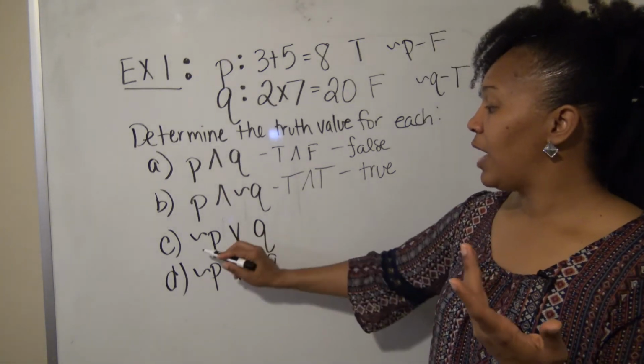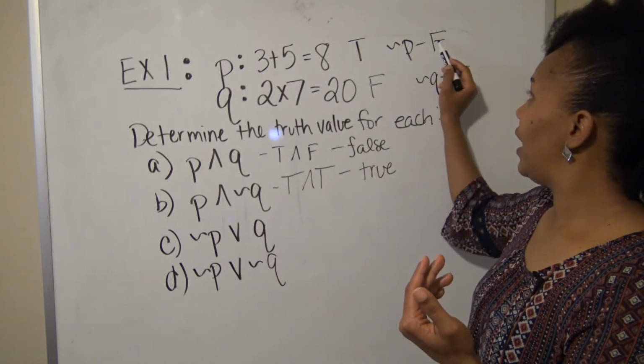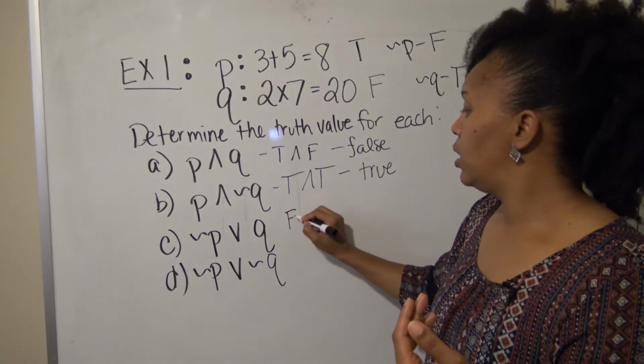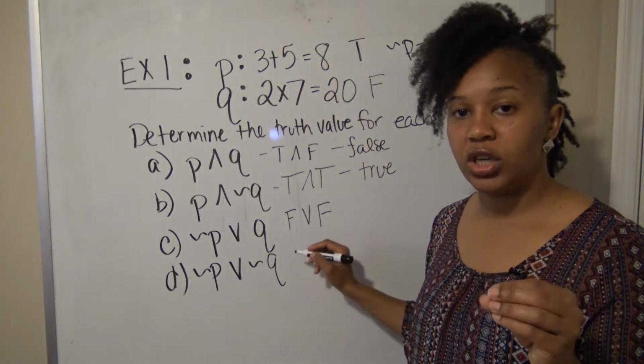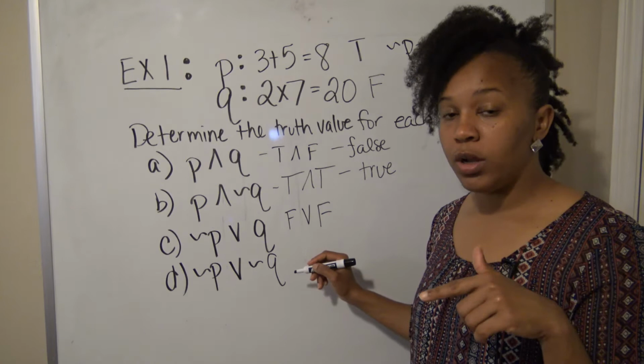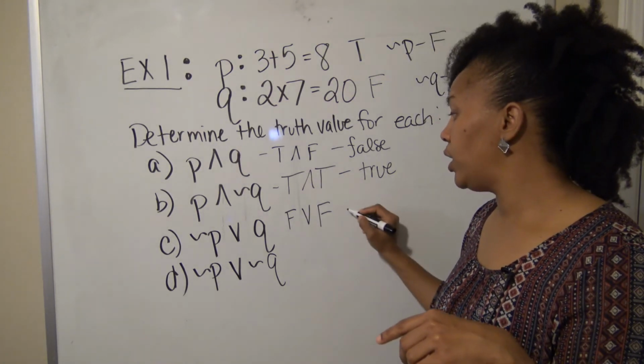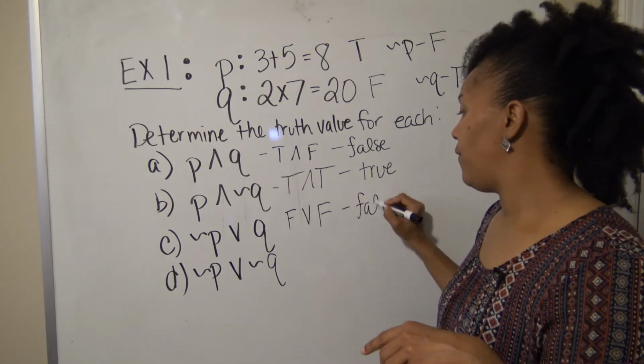All right. So not P or Q. Well, we found out that not P was false and Q is false. And that's a disjunction. Disjunctions are true when only one of them is true. In this case, neither one is true. So that would be a false statement.